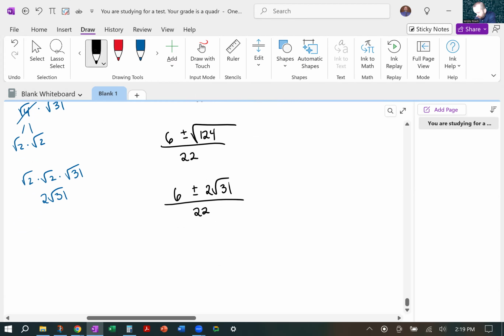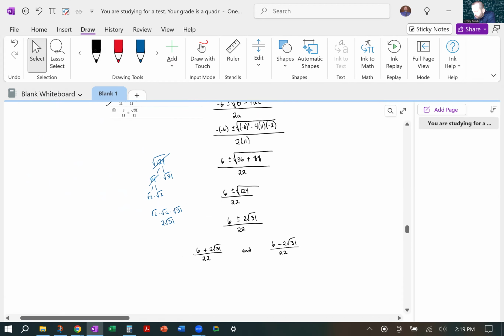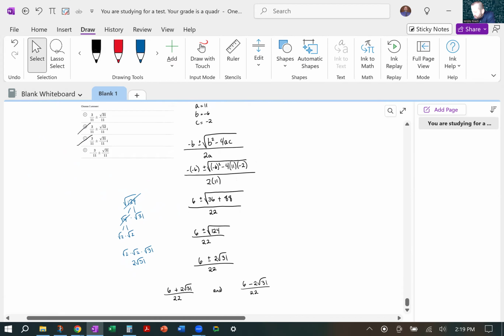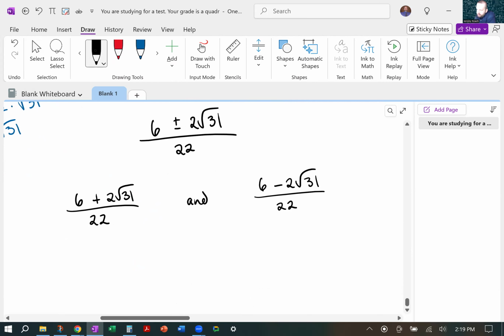The plus or minus is saying two different things, so we'll write out our two answers. 6 plus 2 root 31 over 22, and our other answer, 6 minus 2 root 31 over 22. Now, if we look at our multiple choice, I don't see anything over 22. So that must mean we have to simplify this even more. If we look at our coefficients and our constants, 6, 2, and 22 are the numbers we're looking at, and we can simplify this fraction.